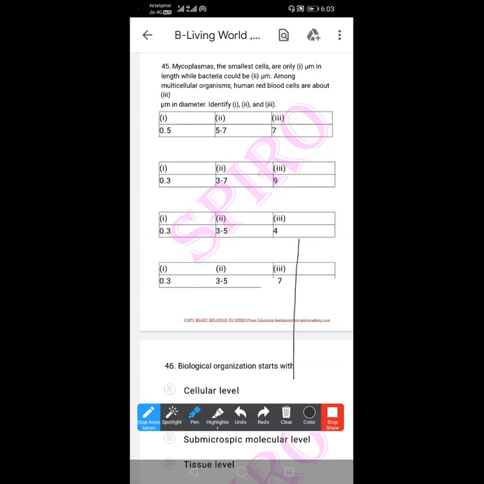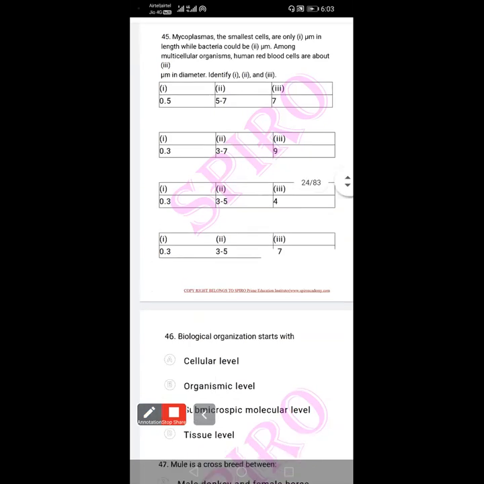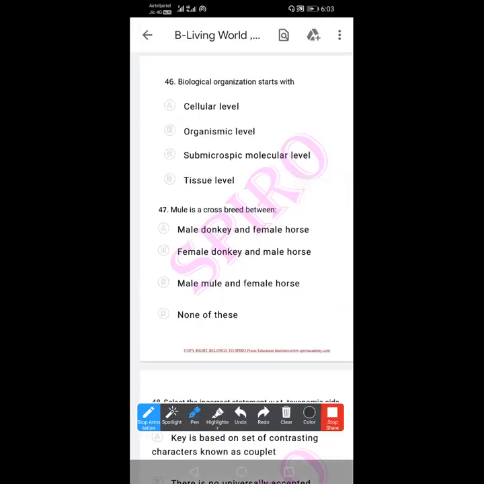So proceeding with question number 46, the biological organization starts with: cellular level, organism level, tissue level, or submicroscopic molecular level. It is the correct answer, submicroscopic molecular level. So the biological organization starts with subcellular, that is, you know, the subcellular molecules: protein, carbohydrates, lipids, and nucleic acid. So they are going to organize it. So the correct answer is submicroscopic molecular level.